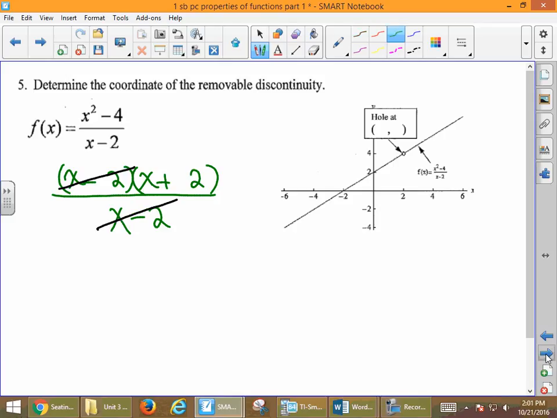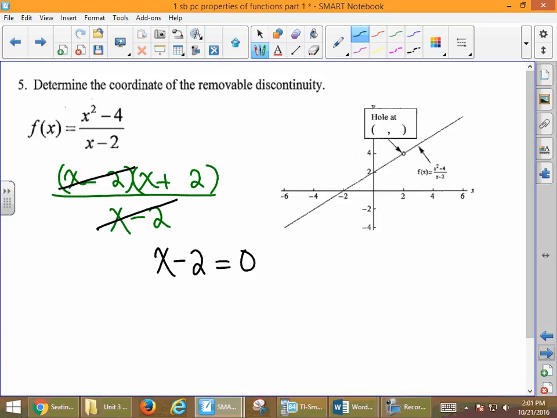So what we have graphed over here in this line is y equals x plus 2. So here's the y-intercept, and then we went up 1 over 1, up 1 over 1, up 1 over 1. But because the x minus 2's canceled out, we're going to have a hole that relates back to that part of the graph. What we do is we take the value that we canceled out, the x minus 2, and we set it equal to 0.